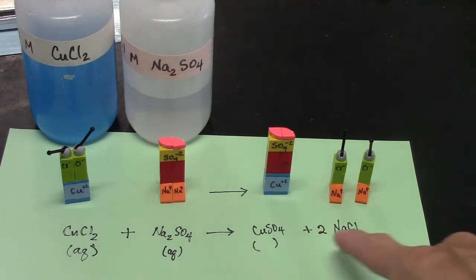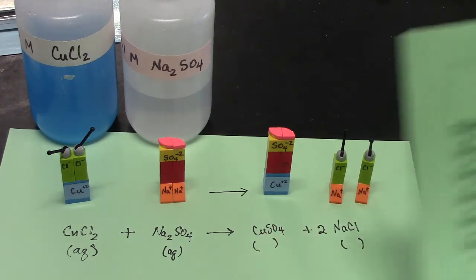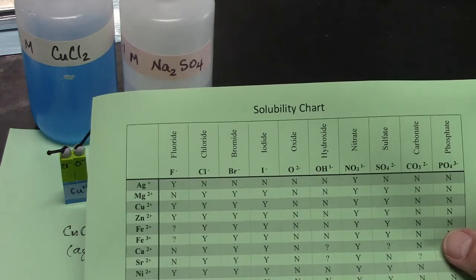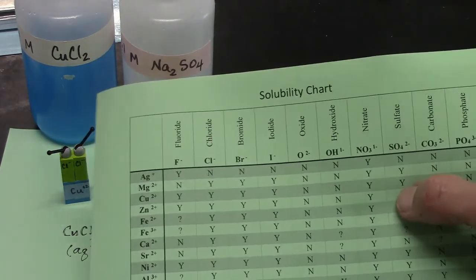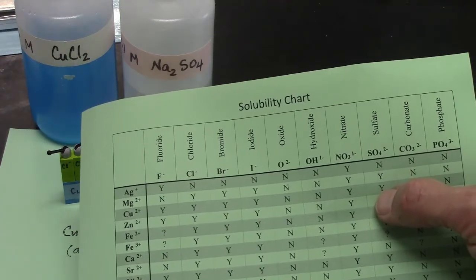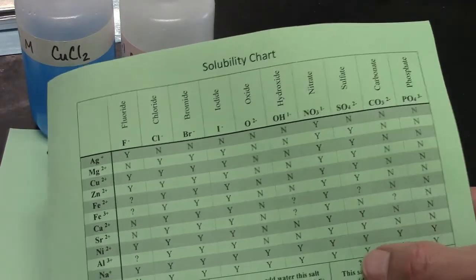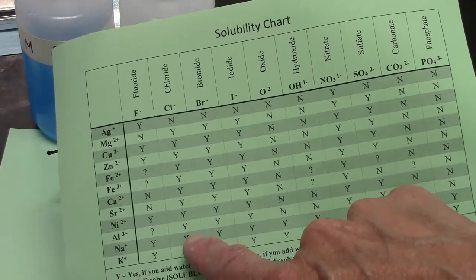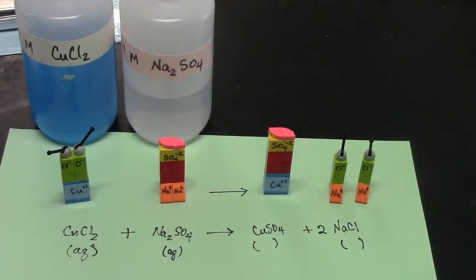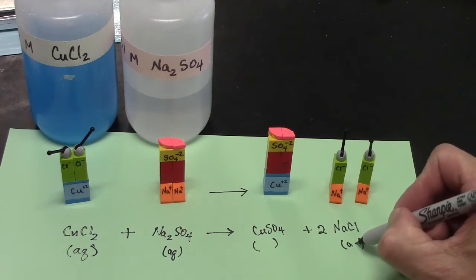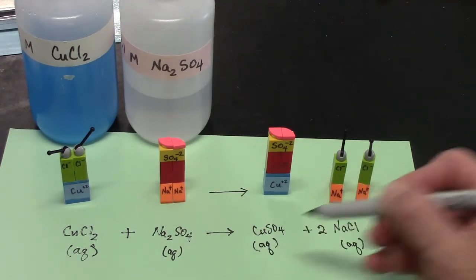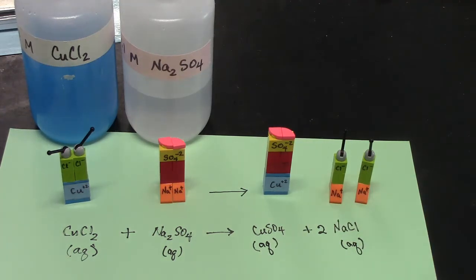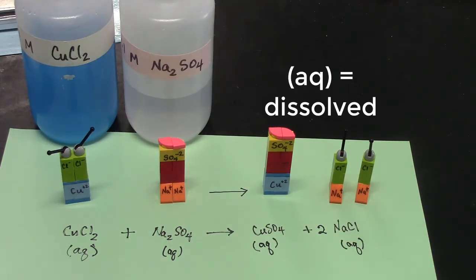To determine whether these are dissolved, a solubility chart can help. Copper sulfate is right here. Yes, it's soluble. Sodium chloride down here. Yes, it's soluble. If I run this reaction, my symbolic language tells me I should be expecting 2 aqueous products. I'll try it in real life. We'll see what it looks like.